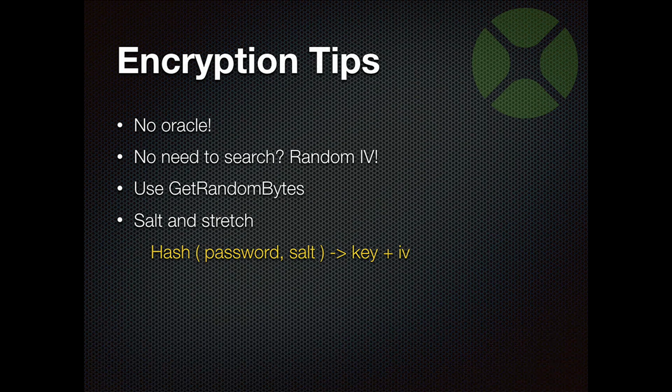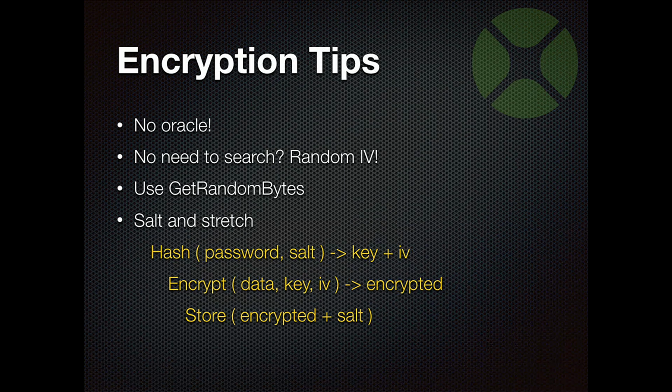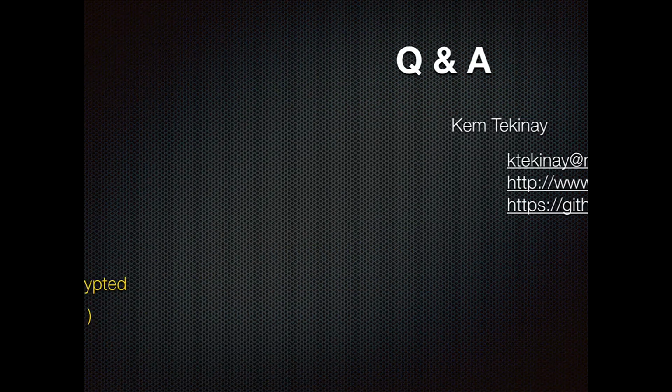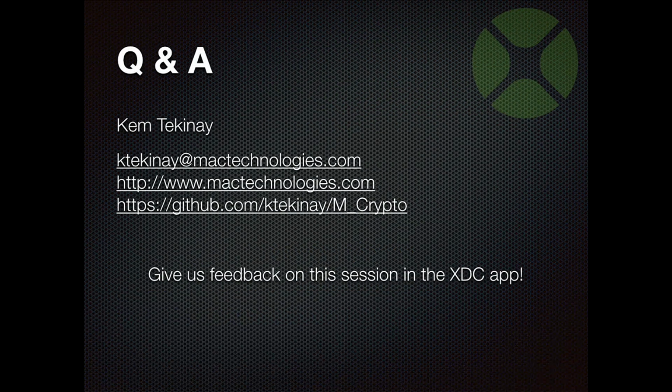I'm sorry, you don't store the initial vector. Use the initial vector. Store the salt. If you run the salt with your password through the same process again, you'll pull out the same key and the same initial vector. And that's what that looks like. So hash the password and the salt to get the key and the initial vector, encrypt the data with the key and the initial vector, store the encrypted data and the salt. That's it. Any questions?